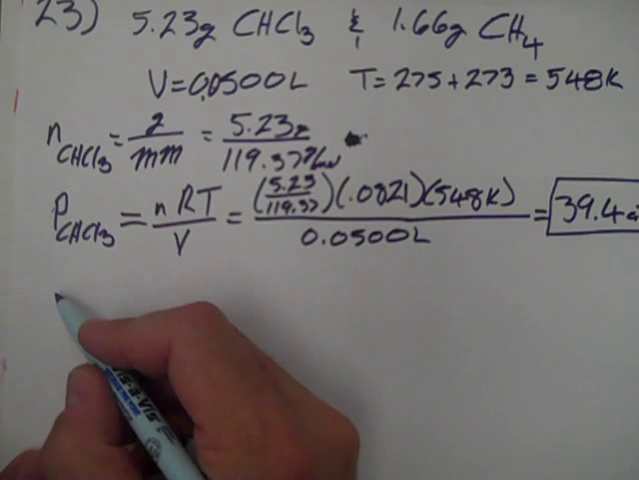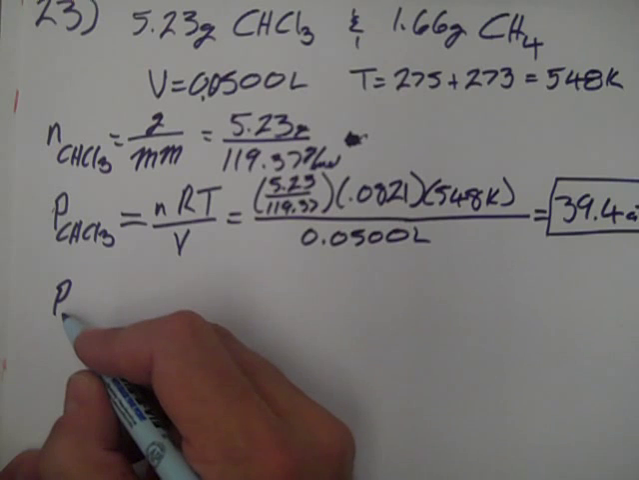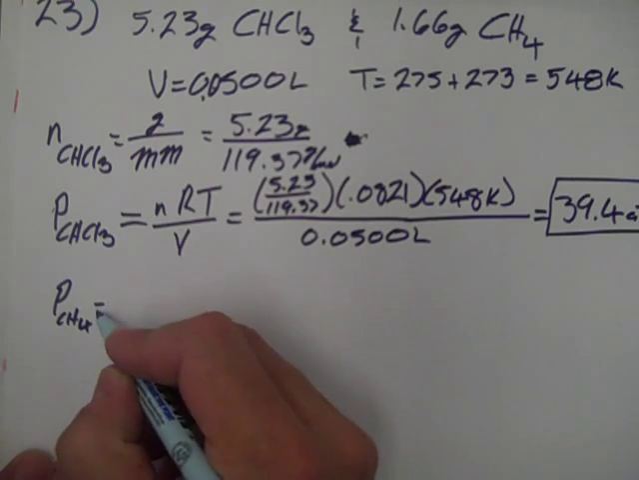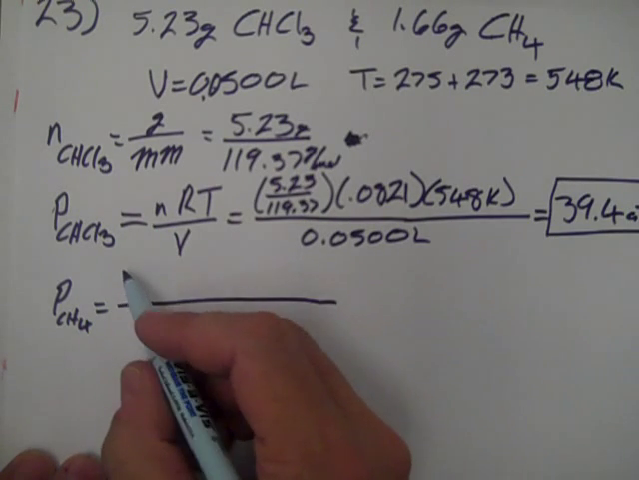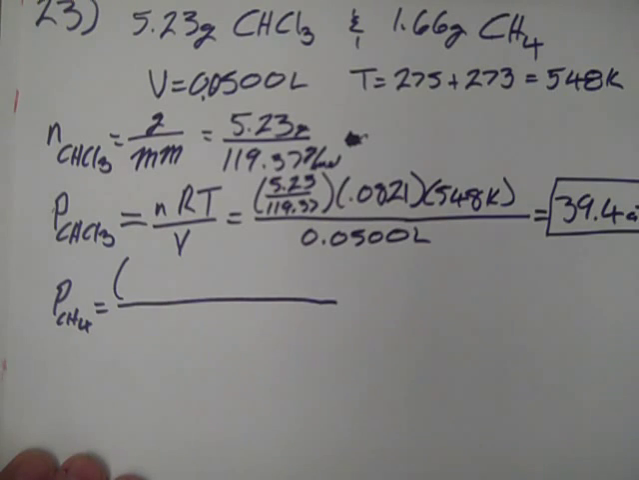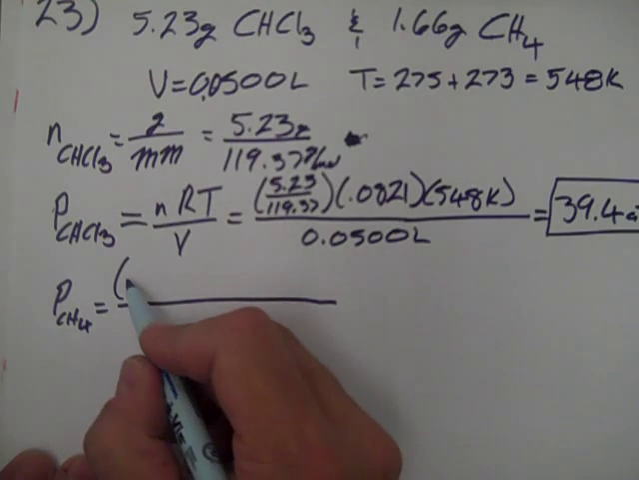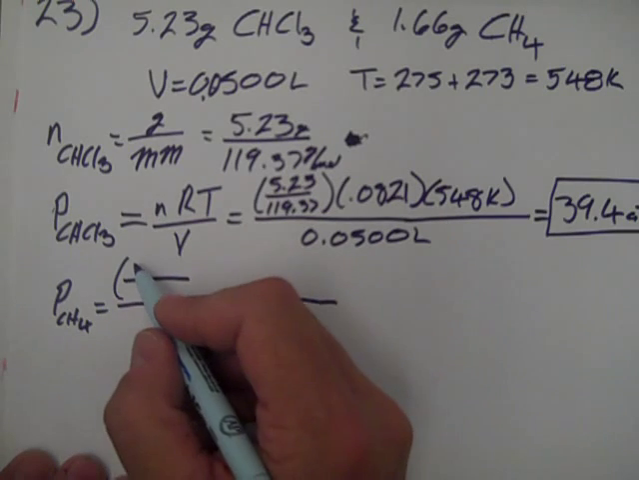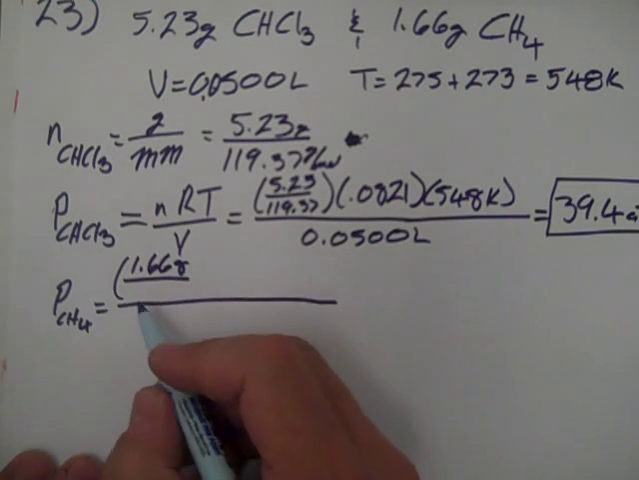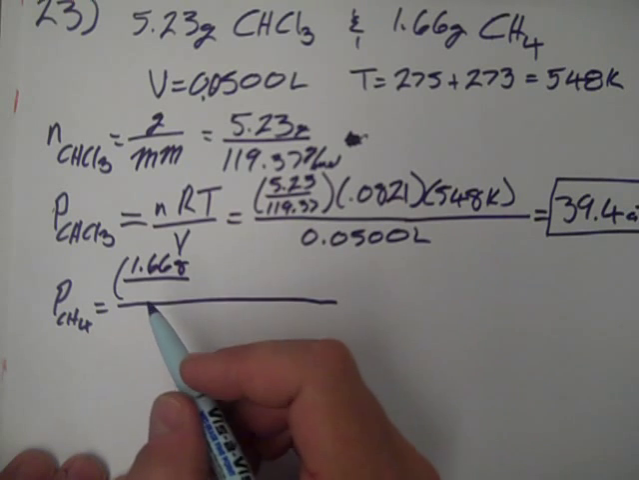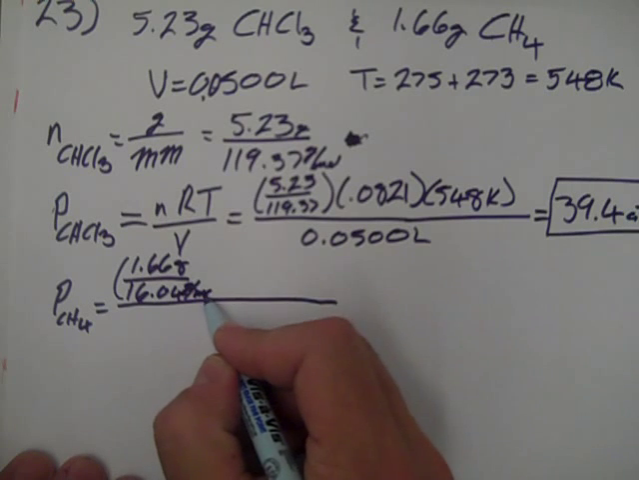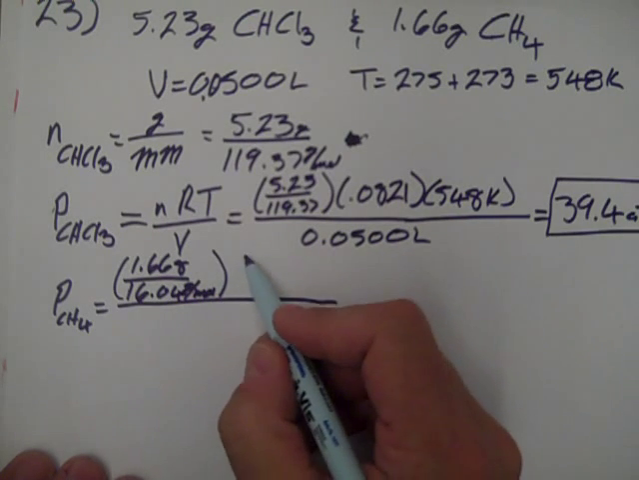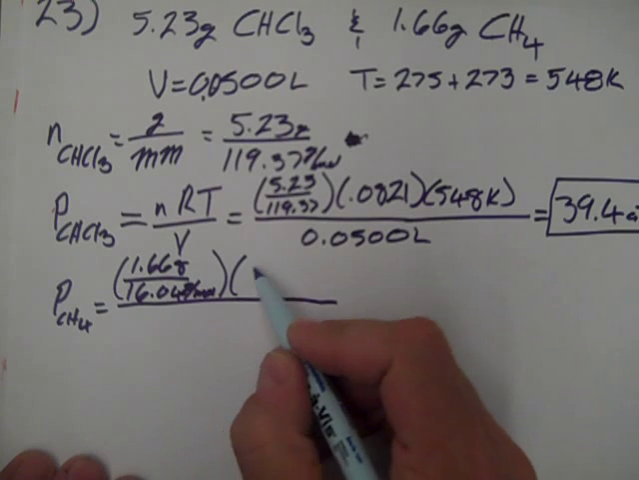To get my total pressure, I also need to find the pressure of methane. And that's going to equal the same thing, nRT over V, but now I need a term that determines the moles of methane. Well, it's going to be the same structure. The moles of methane are going to be the 1.66 grams of methane divided by the molar mass of methane, which is 16.04 grams per mole. And then that's going to be times, well, everything else will be the same.